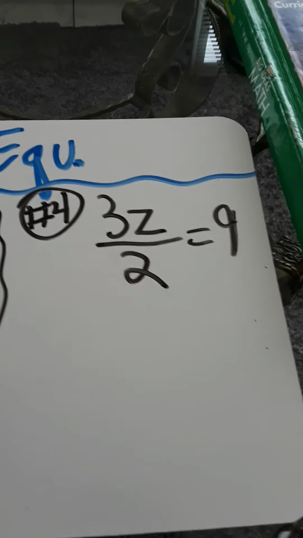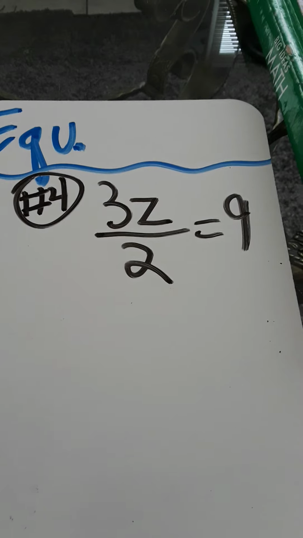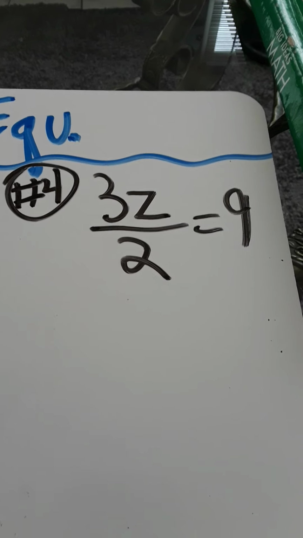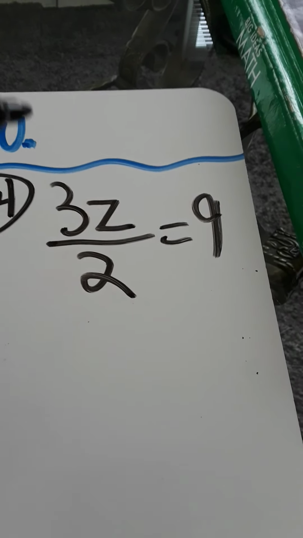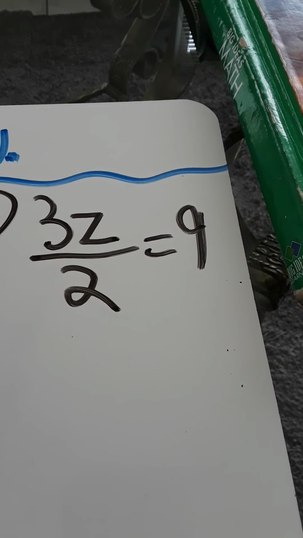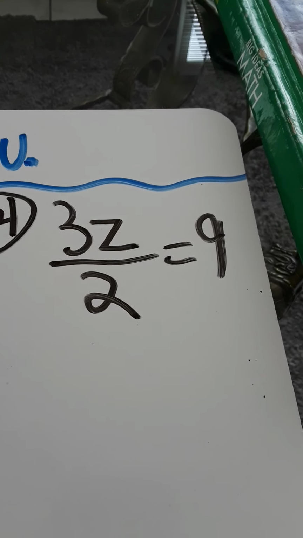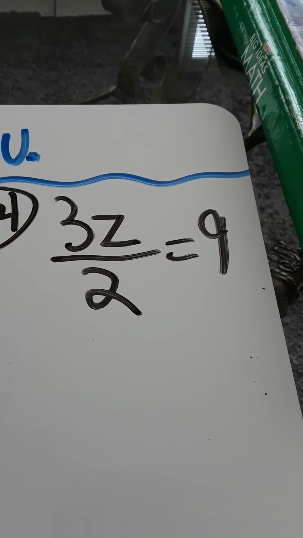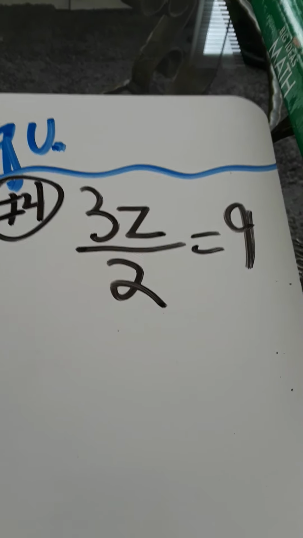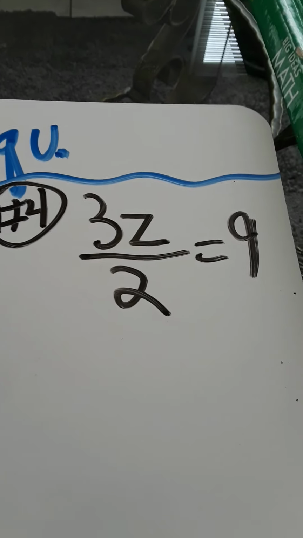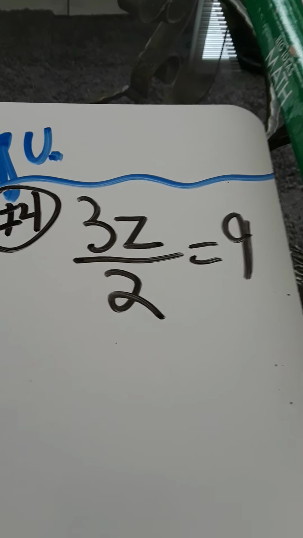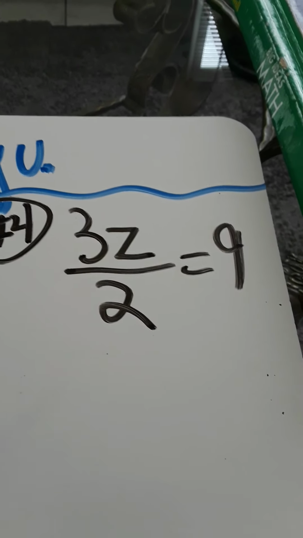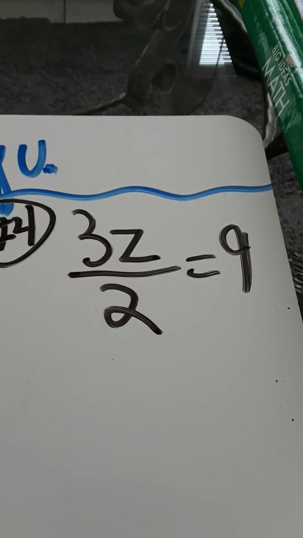Now on this side, it's a little bit different. First thing you need to be thinking about is what number times 3 divided by 2 gets me to 9. You've got to be thinking about it. What, 3 times 1? No, that's not going to work. 3 times 2, 6 divided by 2 is 3? No, that's not going to work. 3 times 3, 9 divided by 2? That's not going to work.